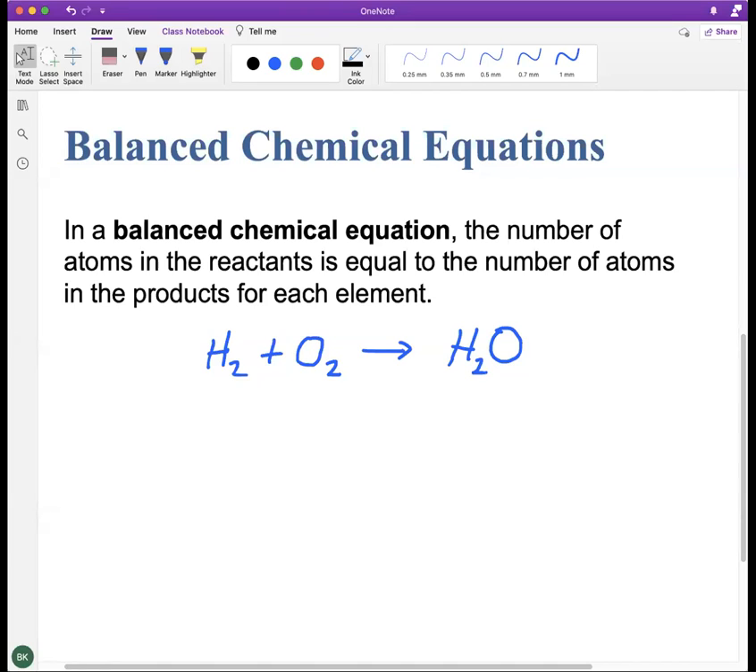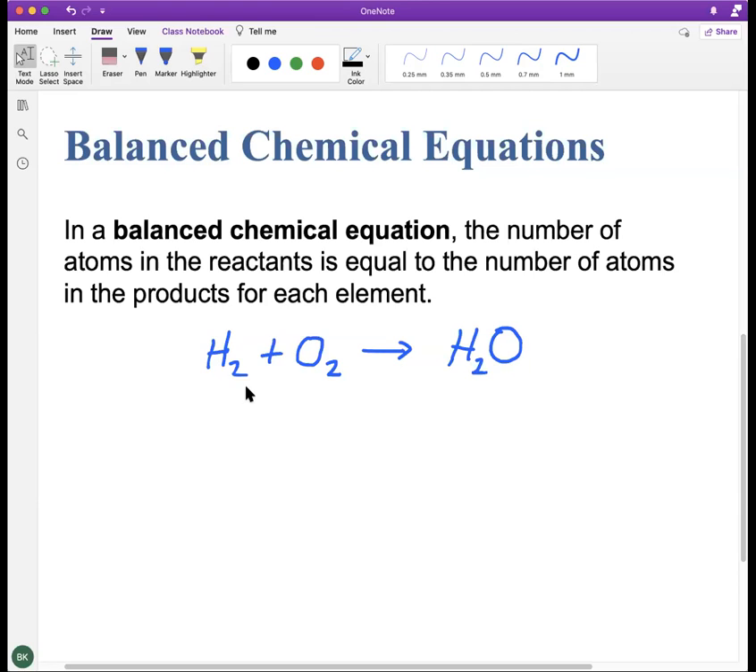All right, so let's start talking about balanced chemical equations. In a balanced chemical equation, the number of atoms on the reactants, over on the left-hand side, is going to be equal to the number of atoms on the products for each of the elements. So I have a reaction here. If you take hydrogen gas, I excluded the subscripts because we're not talking about those right at the moment. We're focused on balance. I take hydrogen gas and I react it with oxygen gas. What I can form is H2O, and that's a liquid.